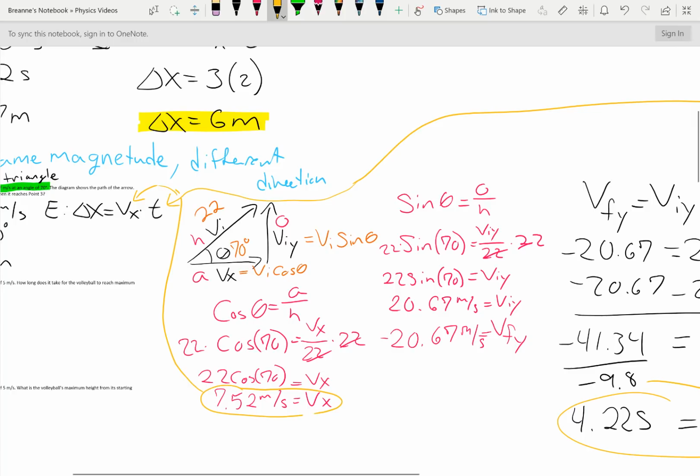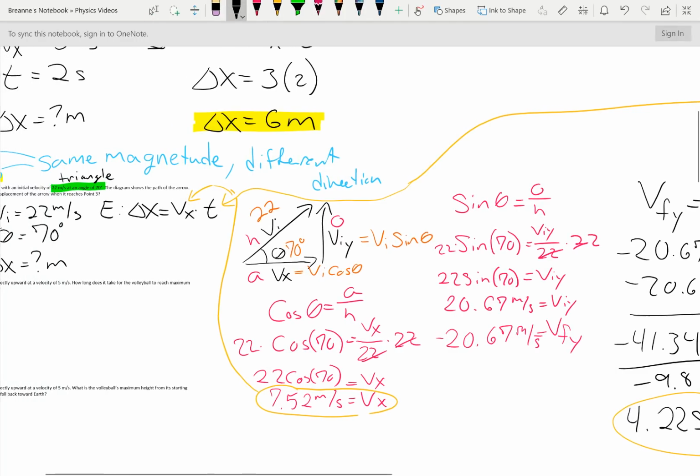So now we can use this time there. You plug in: our velocity is 7.52, our time is 4.22. You plug that into the calculator. And the arrow goes 31.72 meters. That is your answer.